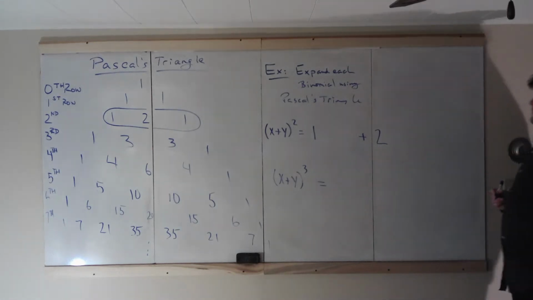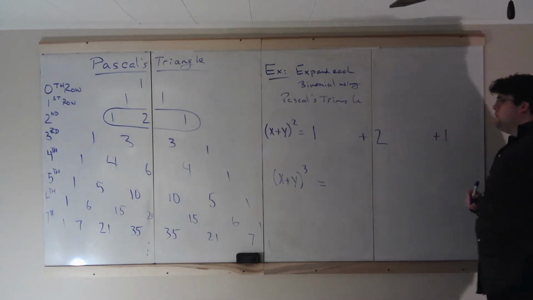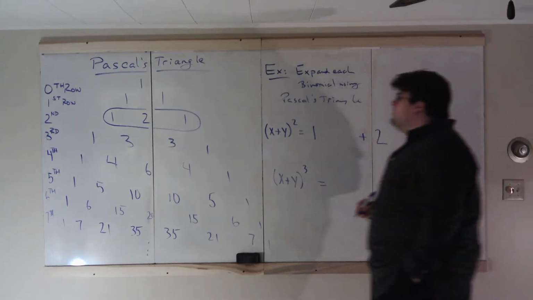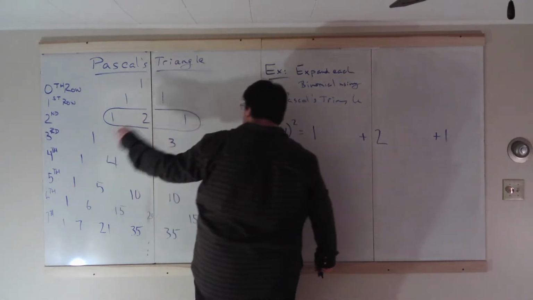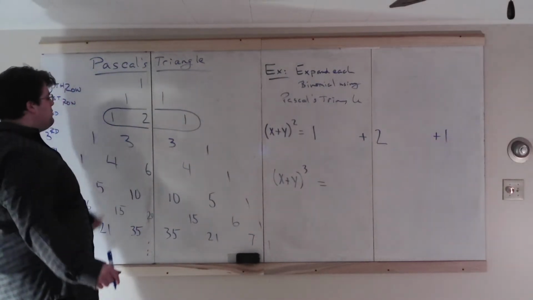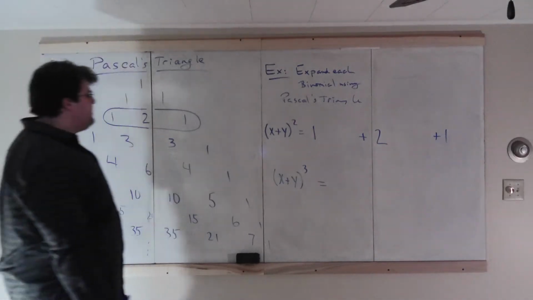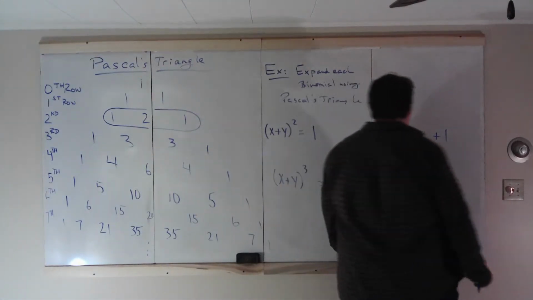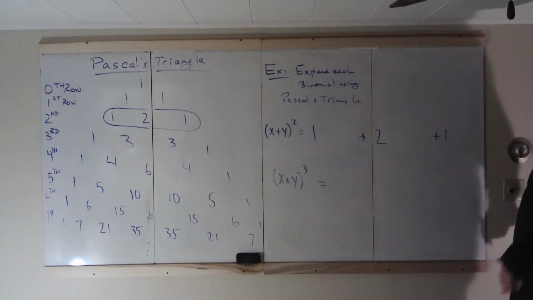Tells us the second coefficient is going to be a 2. It tells us the third coefficient is going to be a 1. First coefficient is a 1. Second coefficient is a 2. Third coefficient is a 1. Coefficients of what? Well, we'll see. But we look at the exponent, and we go to the corresponding row. It gives us this information.